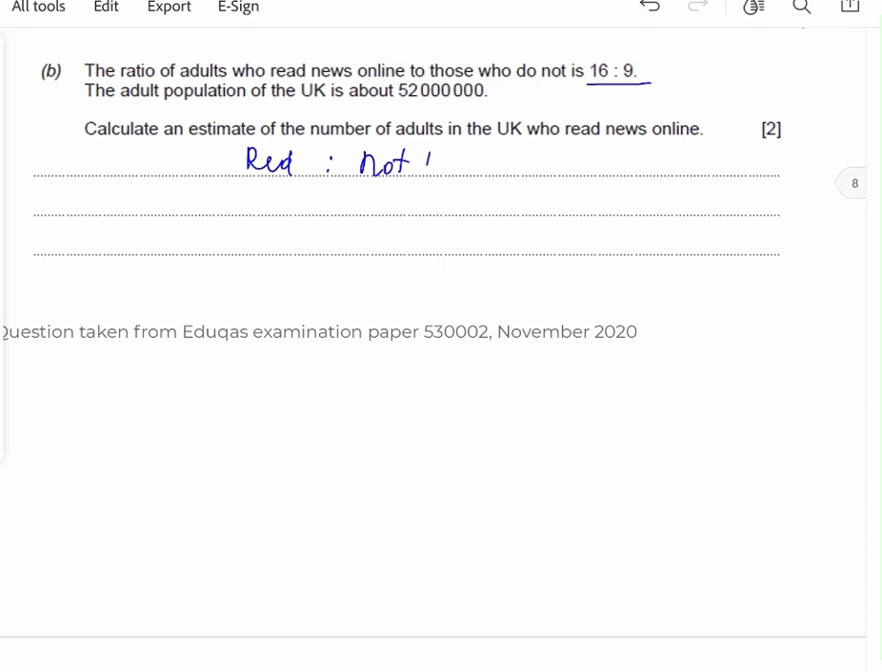So let's write the ratios. 16 to 9. And this is the question on sharing the total, because the total for both parts is 52 million. That means the first step will be adding the parts together.